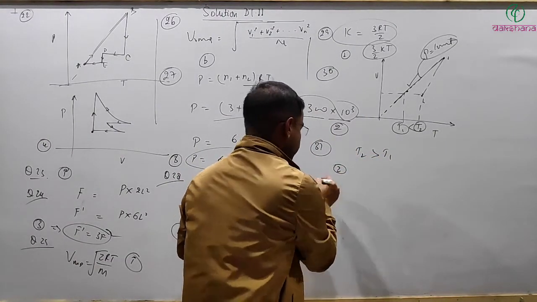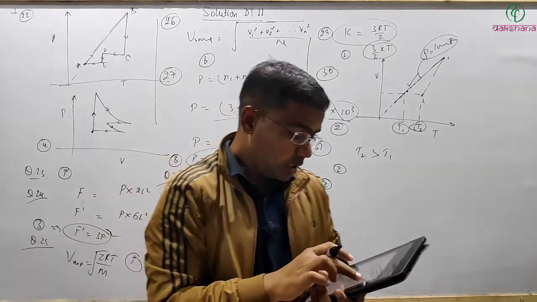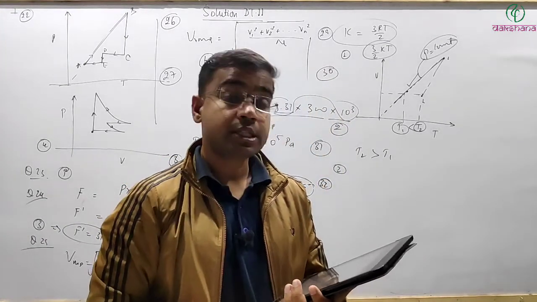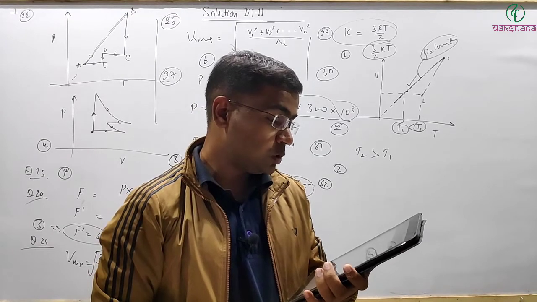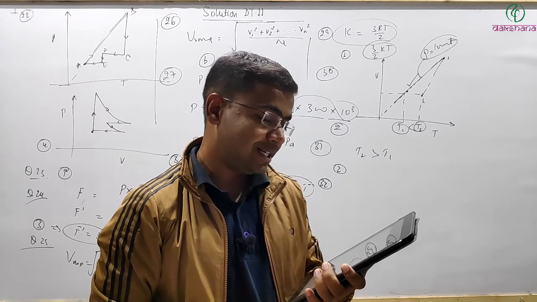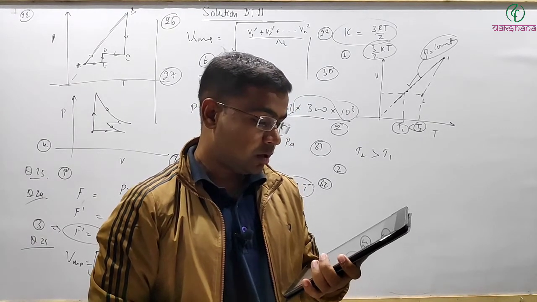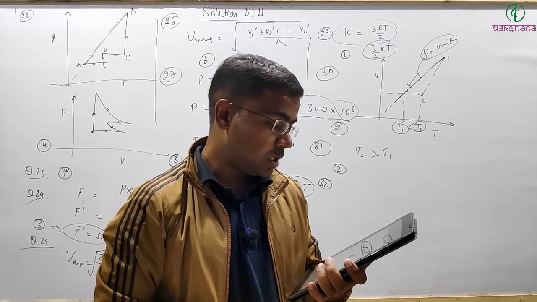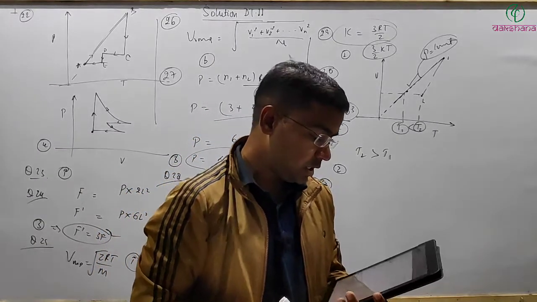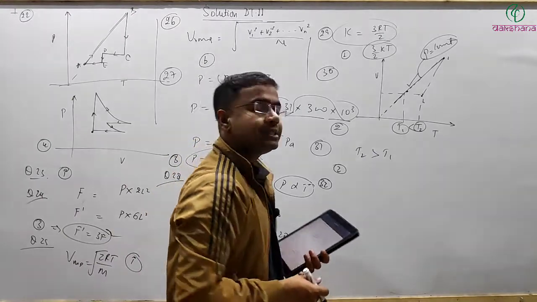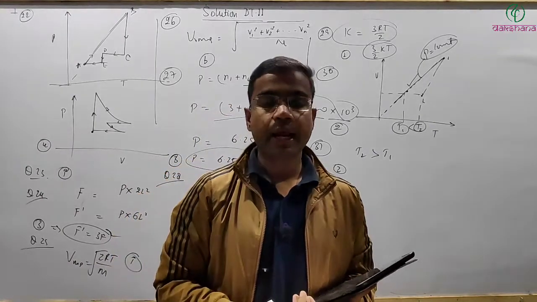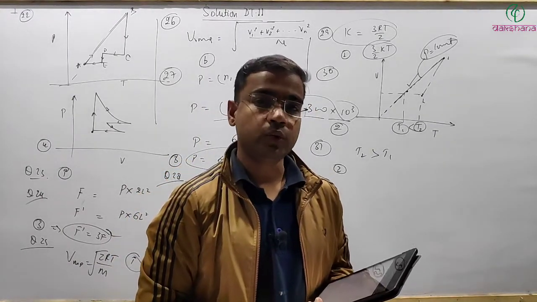Question number 32. A gas mixture consists of 2 moles of oxygen and 4 moles of argon at temperature T. Neglect all vibrational modes. The total internal energy of the system. So internal energy is nfRT by 2, right?